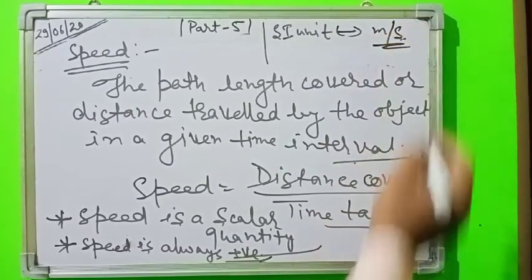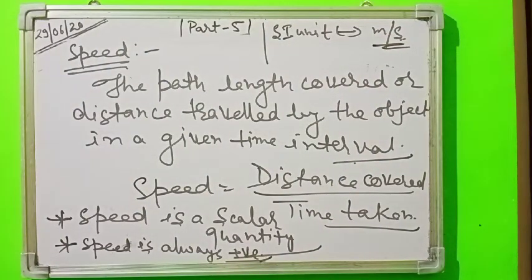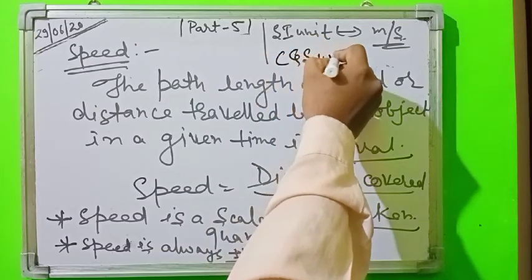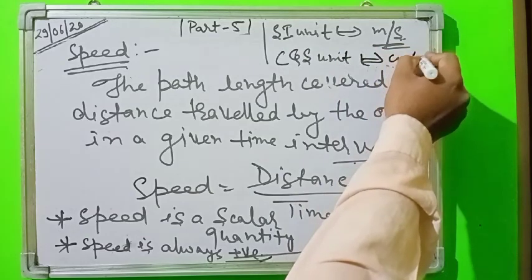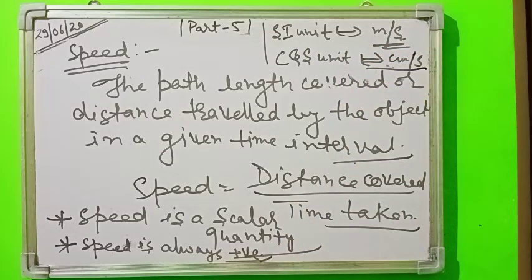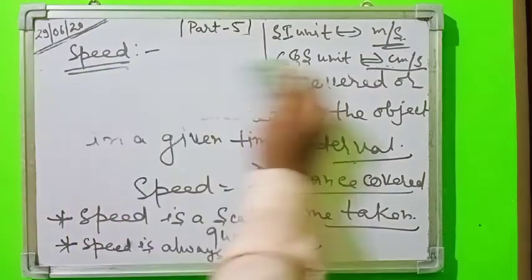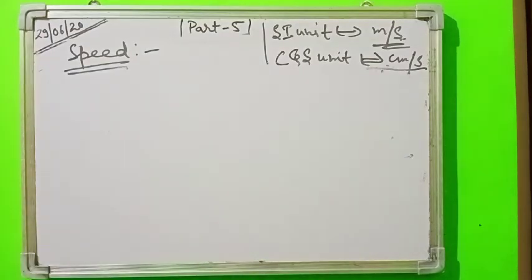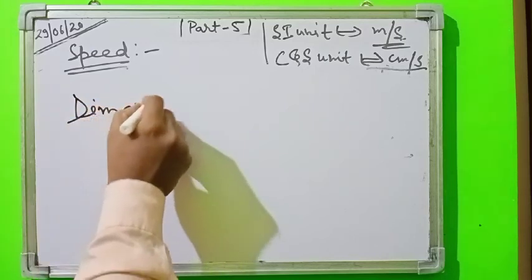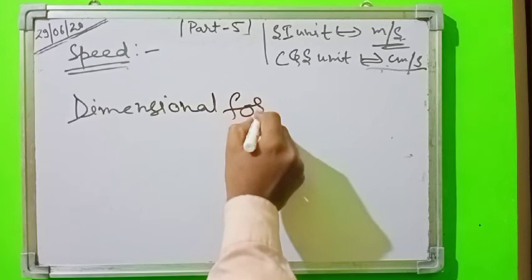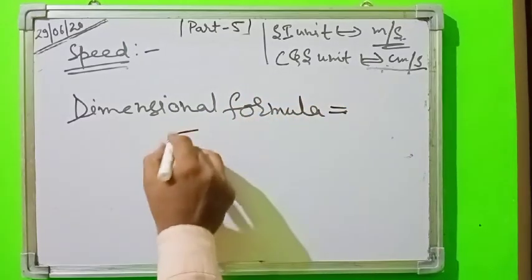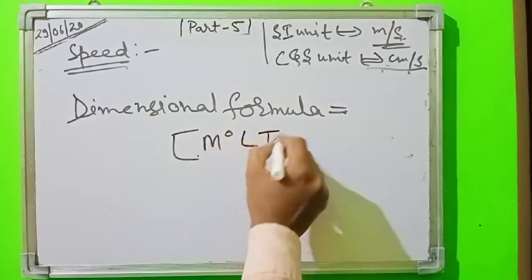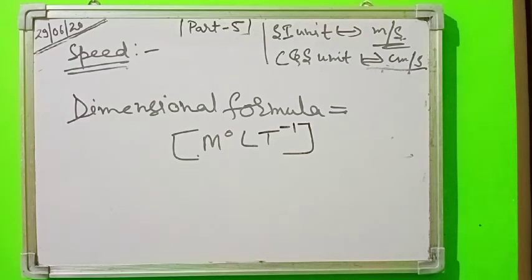Its SI unit is meter per second. Since the SI unit for distance is meter and for time is second, the SI unit is meter per second, and the CGS unit is centimeter per second. Its dimensional formula is M^0 L T^-1.